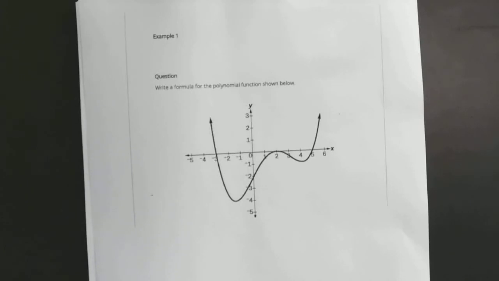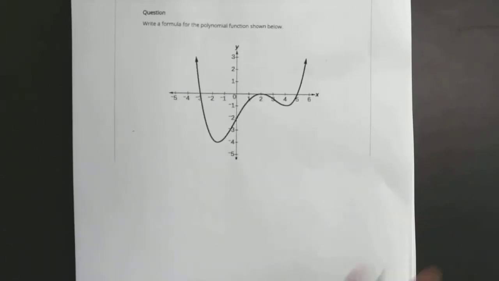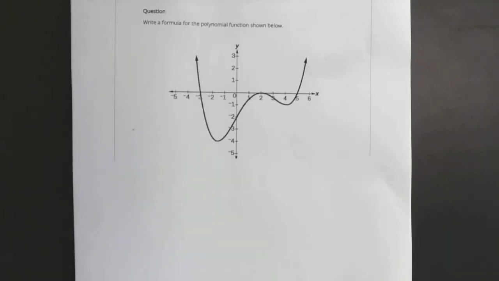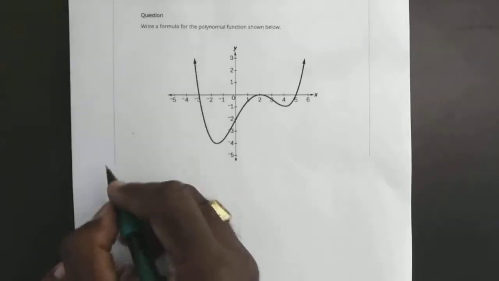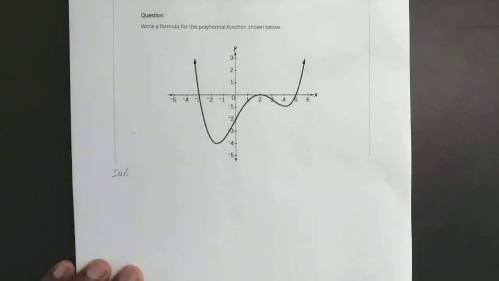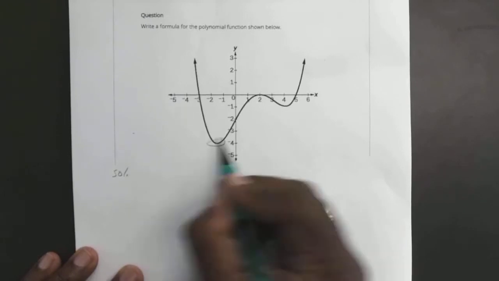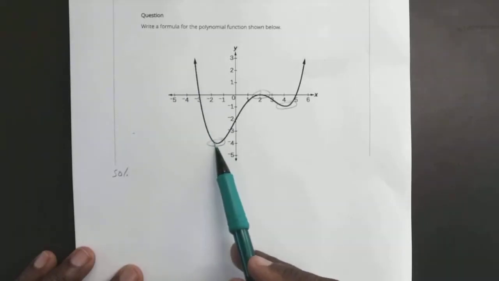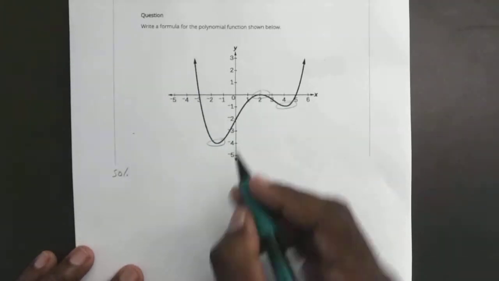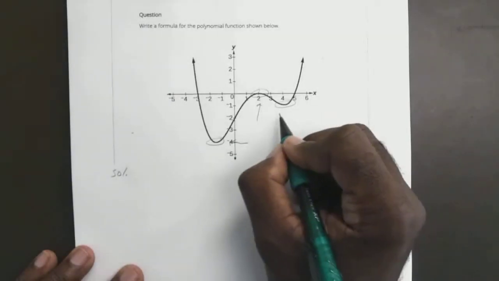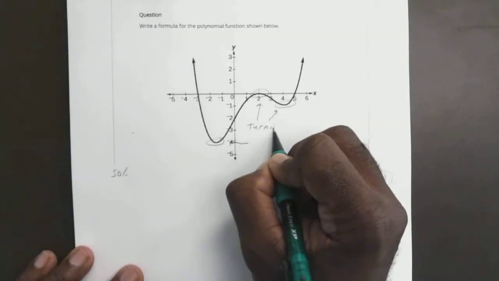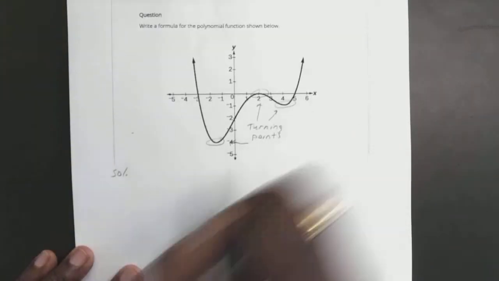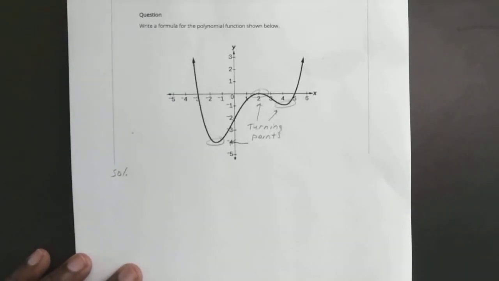Alright, so let's say, for example, and this one I actually had to print up, so these will be uploaded. If you want to write the formula for the polynomial shown there. So remember your first step. Before we get started, these are what you call your turning points, where it's decreasing here, then it changes direction, then changes direction. Those are your turning points.